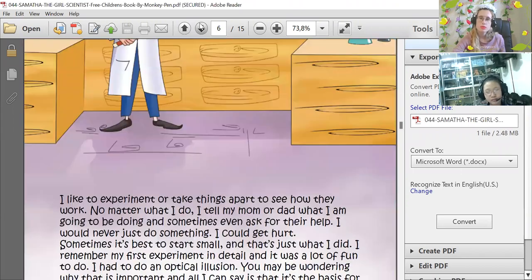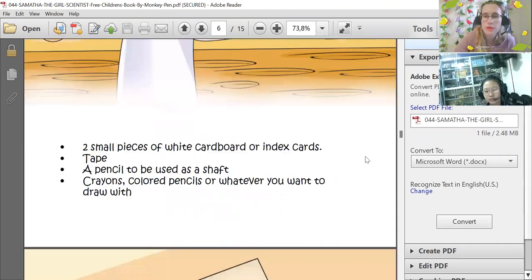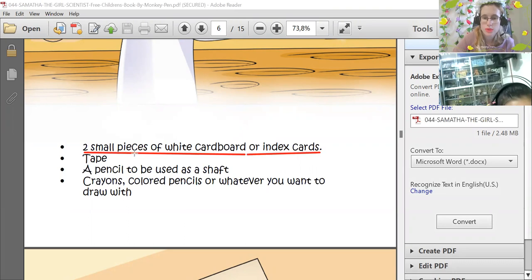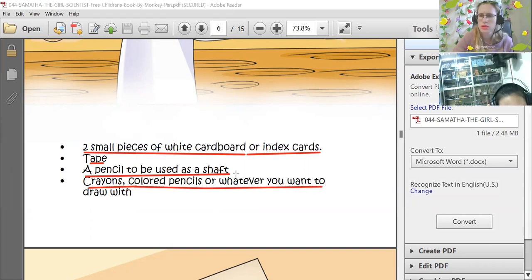Okay, so what will we need for the experiment? Can you read for us? Okay, this experiment we need... I'll read again. Two small pieces of white cardboard or index cards, tape, a pencil to be used as a stick. So the stick is basically what you paste the cards on. You can use your pencil, crayons, colored pencils, or whatever you want to draw with.